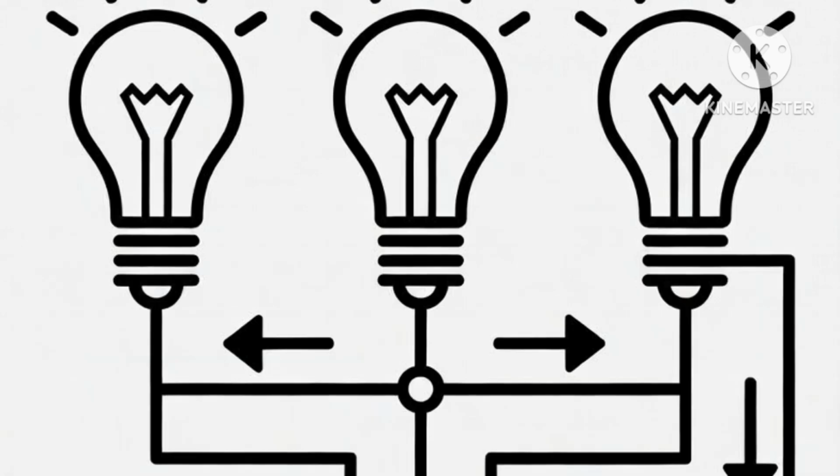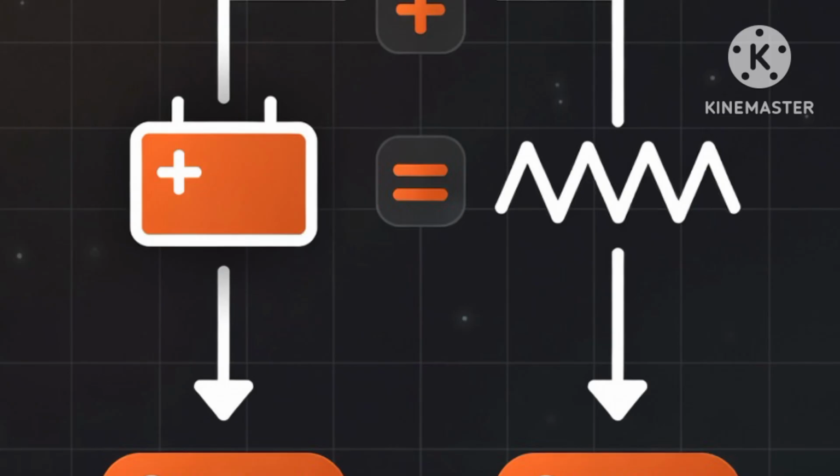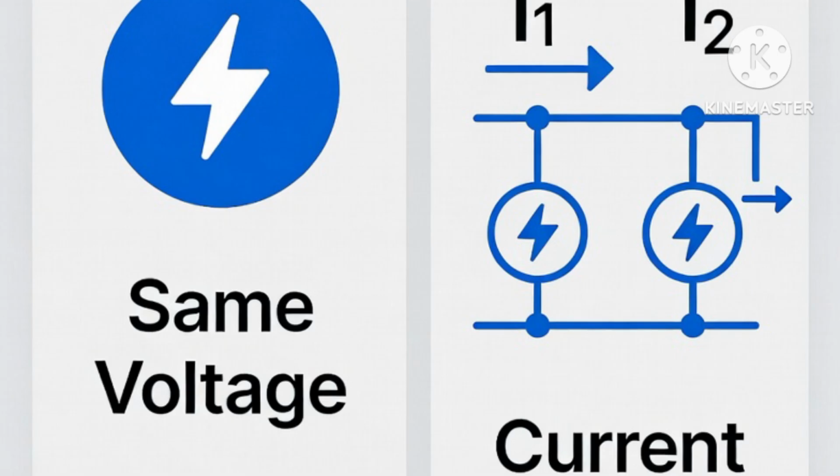Now let's look at parallel circuits. A parallel connection gives every component its own path straight from the supply. In this case, voltage stays the same across all branches. Each load gets the full supply voltage. Current divides. The branch with lower resistance gets more current, and the one with higher resistance gets less. Total resistance comes down when you add more branches.